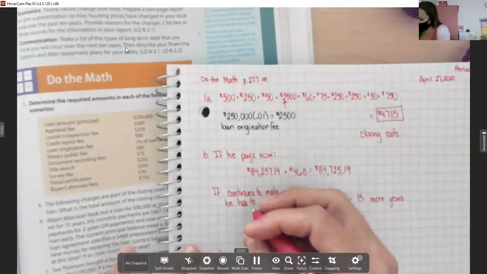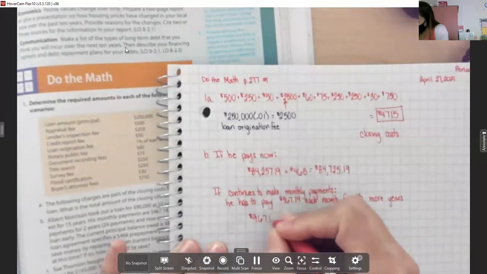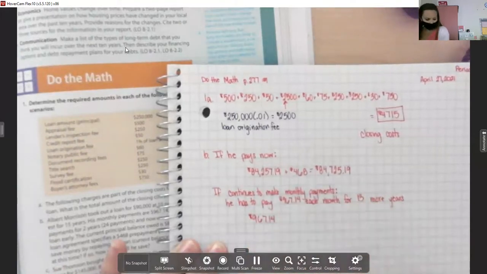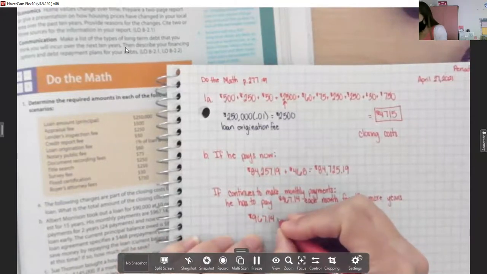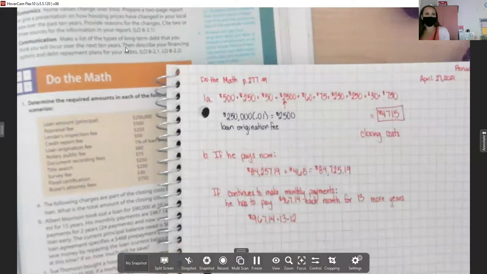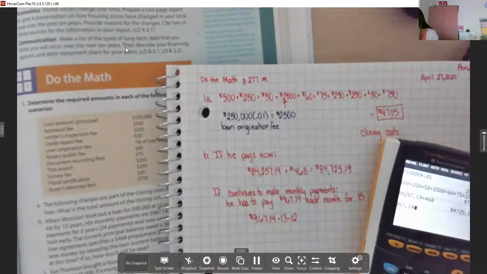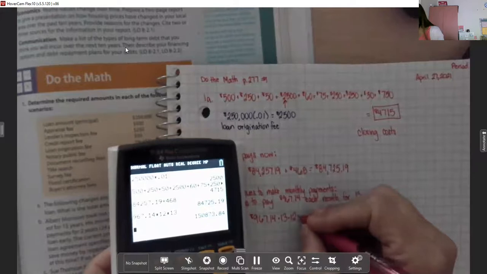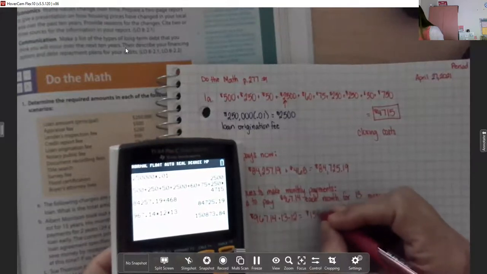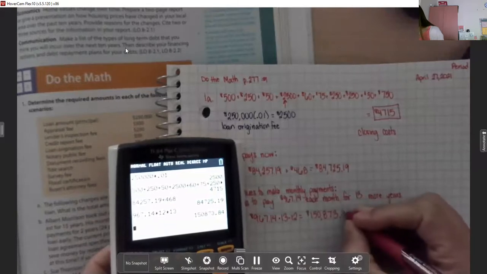So if he continues this, he's going to pay $967.14 every month for 13 years. So that's going to be times 13 times 12, because there's 12 months in every year. So 967.14 times 12 times 13. This way he ends up paying $150,873.84.